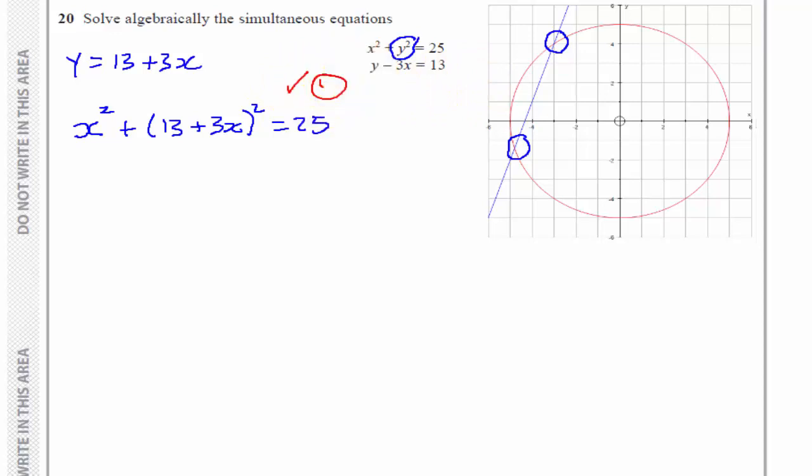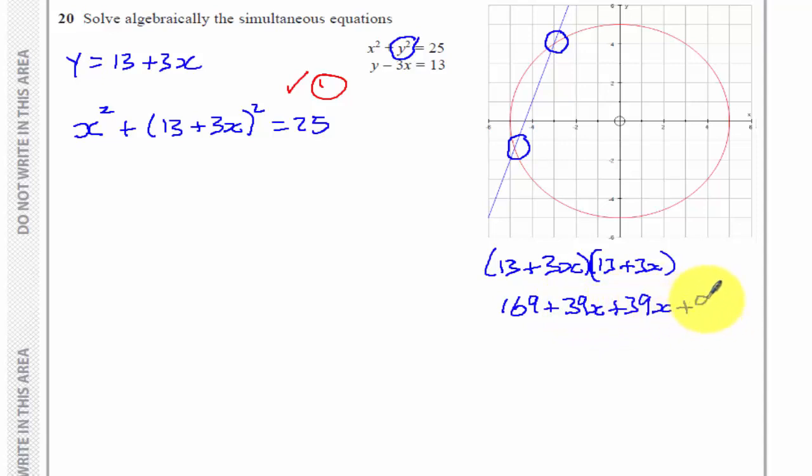And I've picked up my first mark. I'm going to need to expand (13 plus 3x)(13 plus 3x). I'm just going to do it over here. 13 times 13 is 169, 3 13s are 39, plus another 39x, plus 9x squared. I'll just tidy that up and write it in the way we normally write it. So I've got 9x squared, 39 plus 39 is 78x, plus 169.